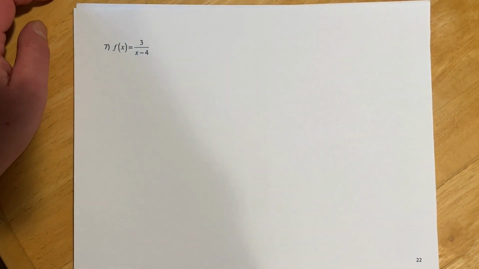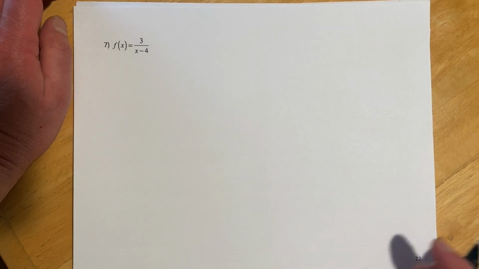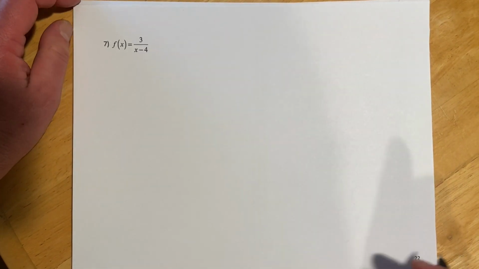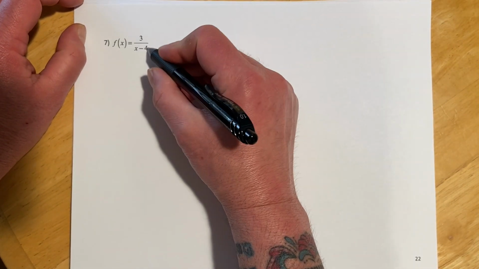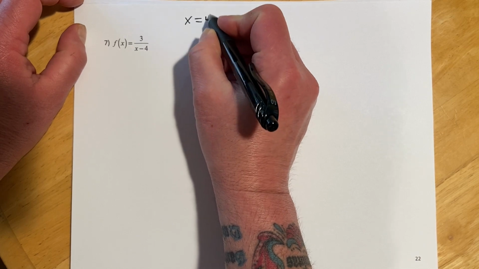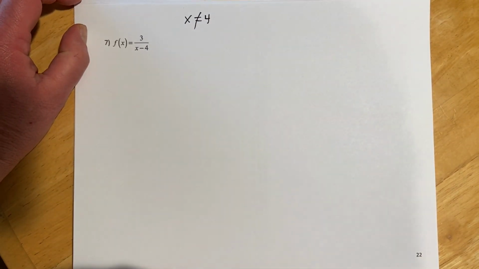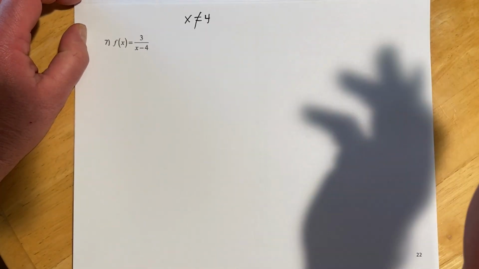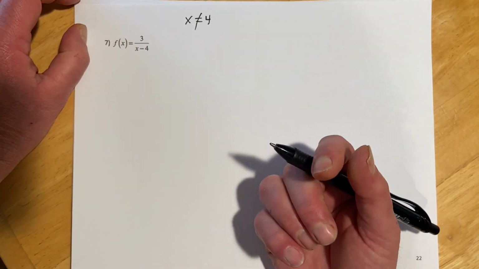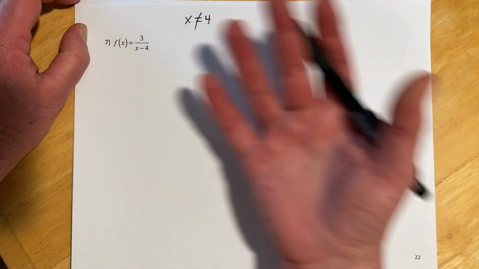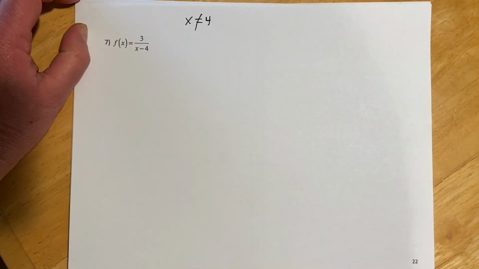Okay, same directions on this one. Find if any relative max or mins of the function. So here we need to make the note that we have a domain restriction that x cannot equal 4. So even if that comes up as one of my critical values, it doesn't matter because it's not in the domain of the original function. So it won't be a min or max because it's not here.